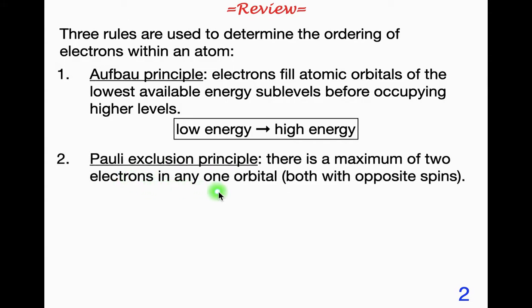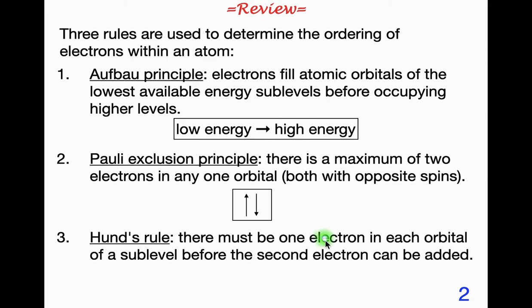The Pauli exclusion principle. There is a maximum of 2 electrons in any one orbital, both with opposite spins, meaning spinning clockwise and counterclockwise. We can represent any orbital with a box. It doesn't matter if it's an s, p, d, or f orbital. We use a box or a circle to represent those orbitals, and the arrows pointing in opposite directions just represent the opposite spins. There's no distinction between pointing up or pointing down.